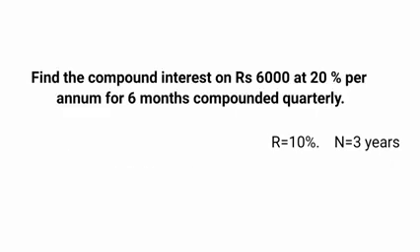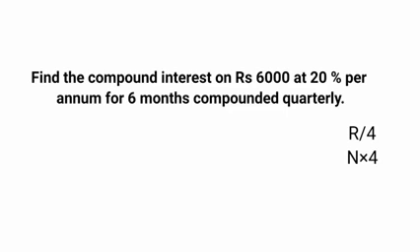Next question. Find the compound interest on rupees 6,000 at 20% per annum for 6 months compounded quarterly. So, quarterly means 3 months. If the interest is compounded quarterly, the interest will be calculated in every 3 months. So, in a year, how many times interest will be calculated? 4 times. So, if it is a problem in which the interest is compounded quarterly, you have to make 2 changes. That is, divide the rate of interest by 4 and multiply the number of years with 4.